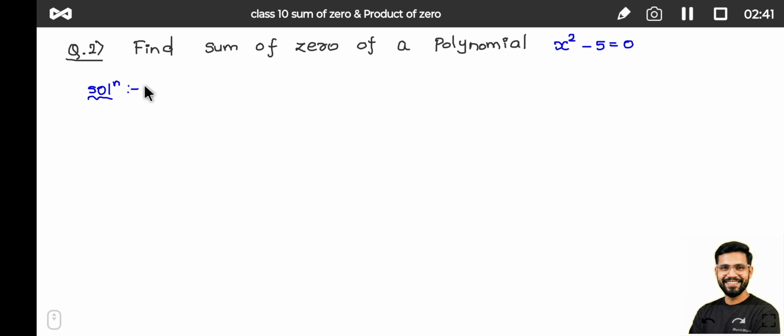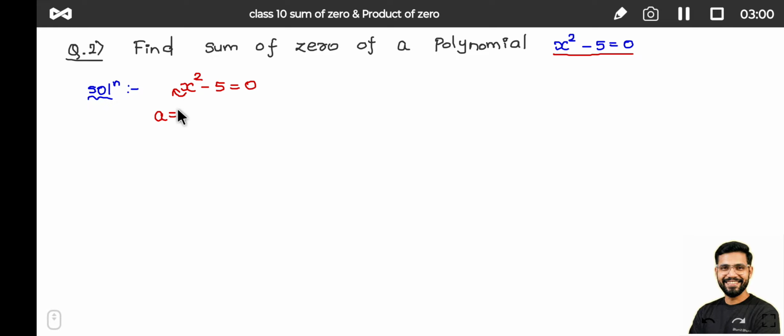Look at the next question. Find the sum of zeros of the polynomial x square minus 5 is equal to 0. First of all, identify the values of a, b, c. In x square minus 5 is equal to 0, this is our polynomial. The value of a, which is the coefficient of x square, is nothing but 1. No number means 1.